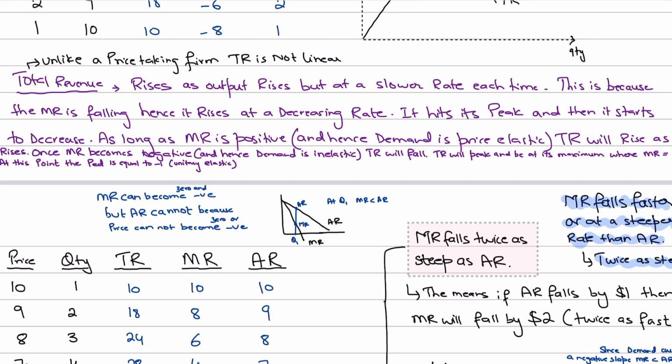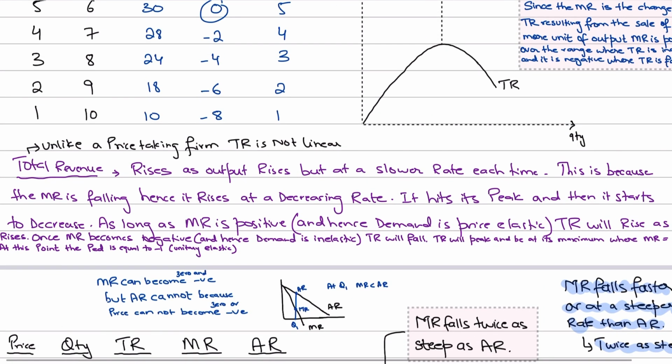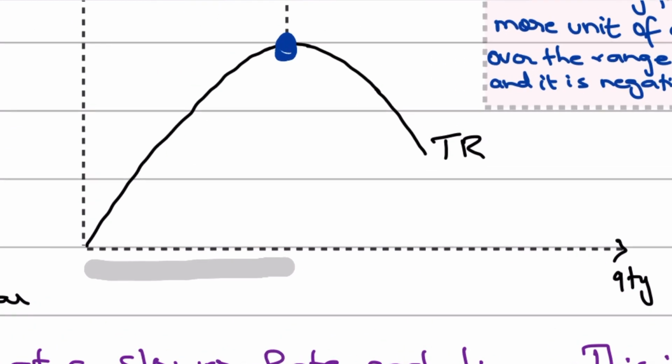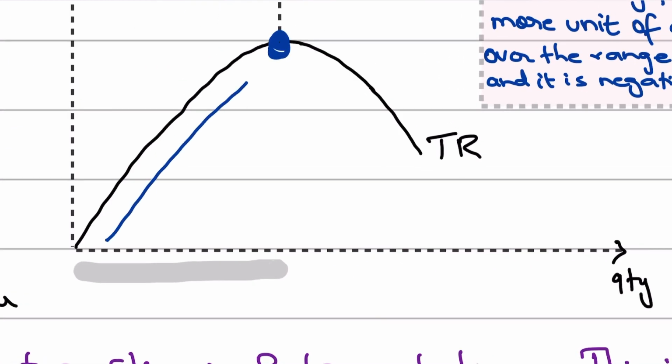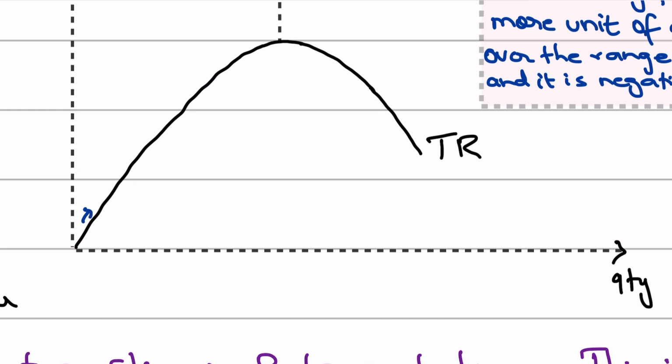So total revenue is rising as output rises. But remember, when your total revenue is rising on this entire range of output, up till it touches its maximum point, if you observe the slope of this curve, each time it is increasing, the slope is getting flatter. You see how flatter it is turning. And if it's getting flatter, it means the slope is falling.